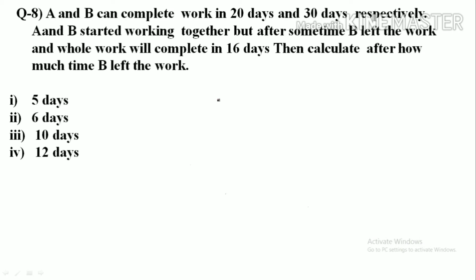The eighth question says A and B can complete a work in 20 days and 30 days respectively. A and B started working together, but after some time B left the work, and the whole work will be completed in 16 days. Then calculate after how much time B left. Similarly, A completes in 20 days, B completes in 30 days. We know the LCM comes out to be 60. 60 units of work. A's efficiency is 3, B's efficiency is 2.